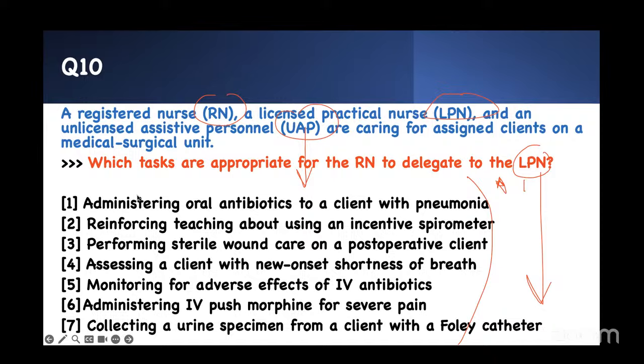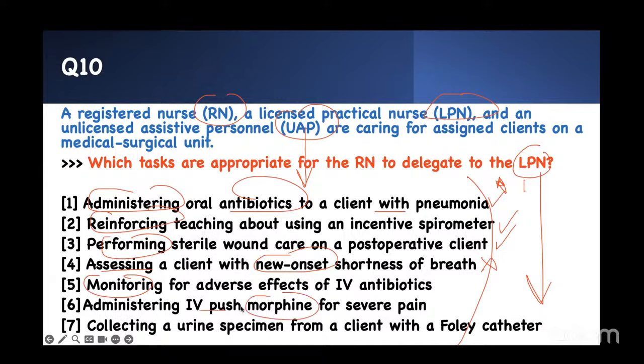Let's get to it. He can administer the antibiotic. This antibiotic is not going to kill; it's not a high-maintenance medication. Reinforcement is something they do all the time. They can perform a dressing change. It's fine, it's a post-op patient. Assessing a client with a new onset, right? Assessment, new onset, negative. They can monitor the adverse effects of IV antibiotics since they can give them, right?